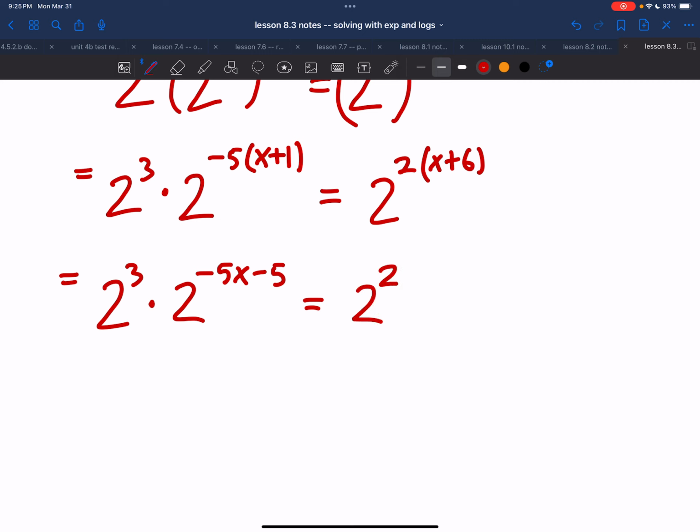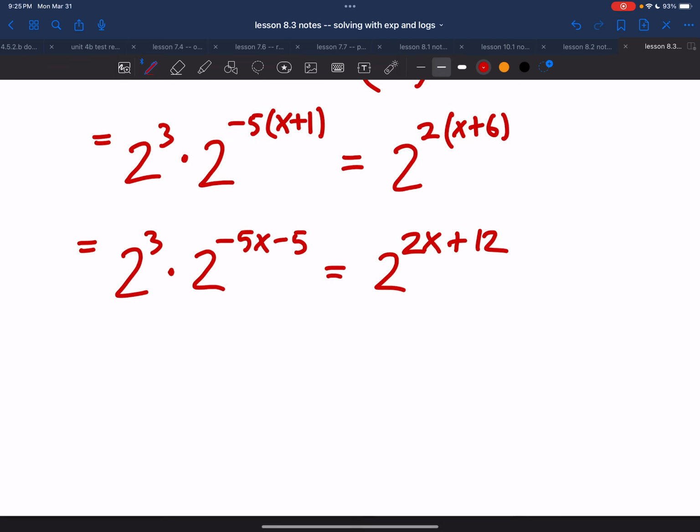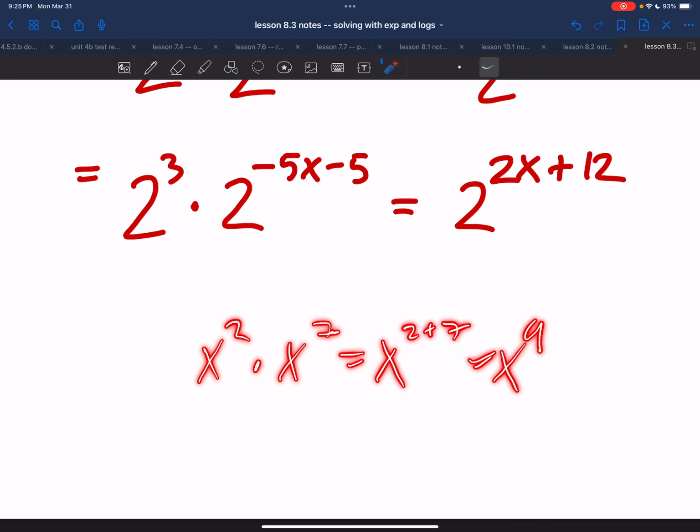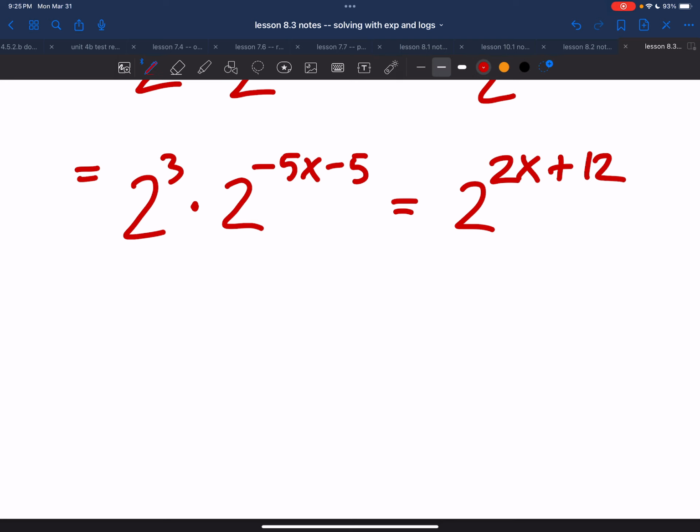And then this 2 will also distribute to get 2x plus 12. Now, the 2 cubed times the 2 to the negative 5x minus 5. Those are being multiplied. And when you say something like x squared times x to the 7th, you can combine through addition, right? Getting x to the 9th, 2 plus 7. So same situation here. This is 2 to the negative 5x minus 5 plus 3. Yeah, the 3 is going to get added with this expression.